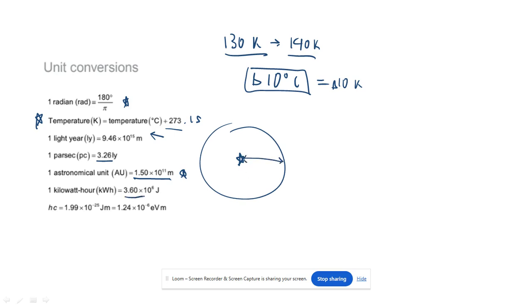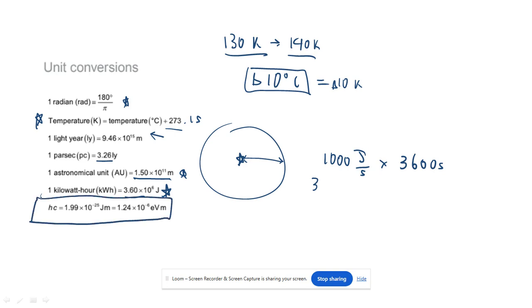Right, a kilowatt hour. Well, we could have figured that one out, right? A kilowatt is 1,000 watts, right? It's 1,000 joules per second times an hour is 3,600 seconds, right? There we go. Okay, now this one is actually very handy down here.